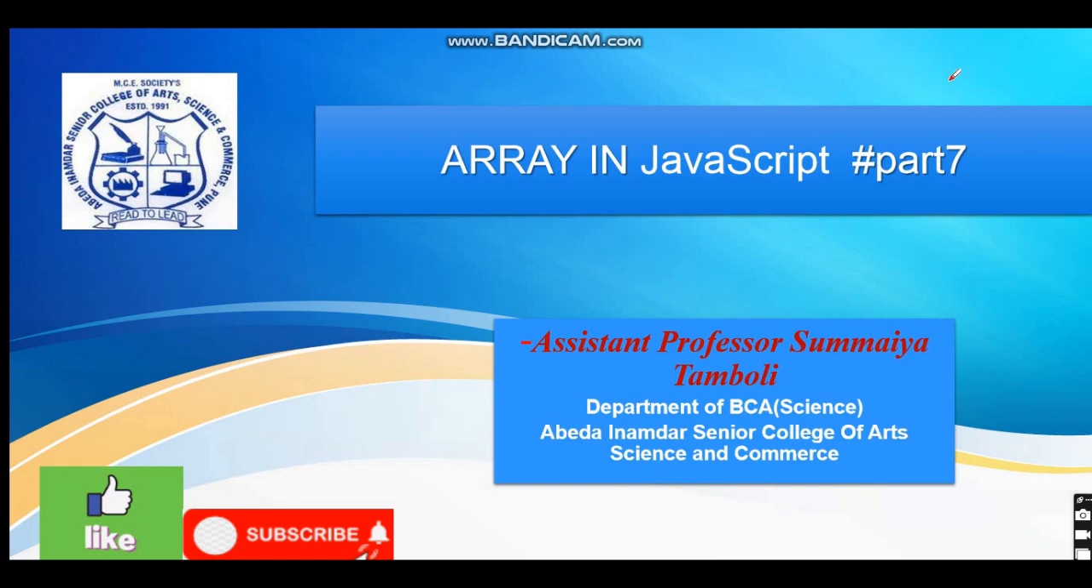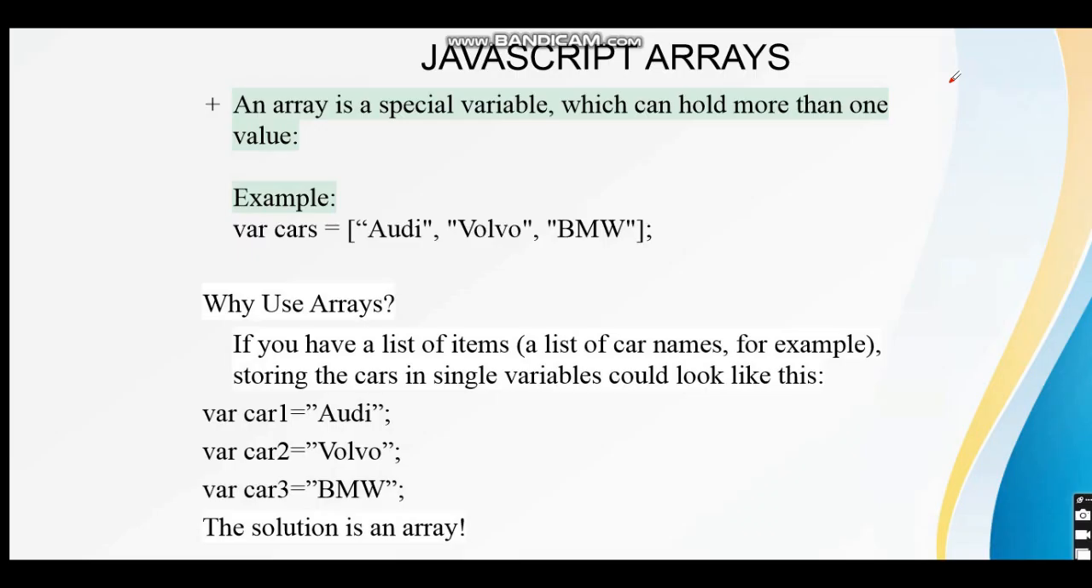Today we are going to see array in JavaScript, right? So what is an array? An array is a special variable which can store multiple values of the same type, okay? An array is used to store multiple values whose data type is the same.